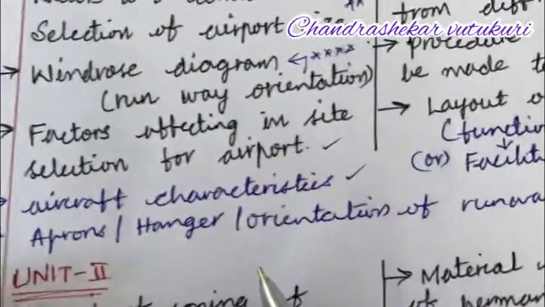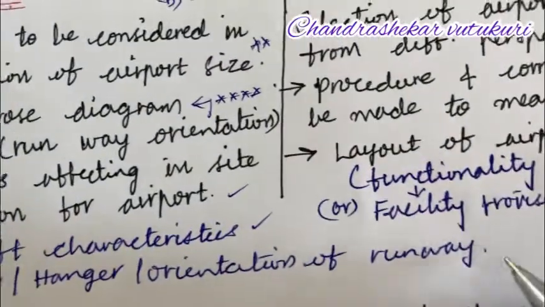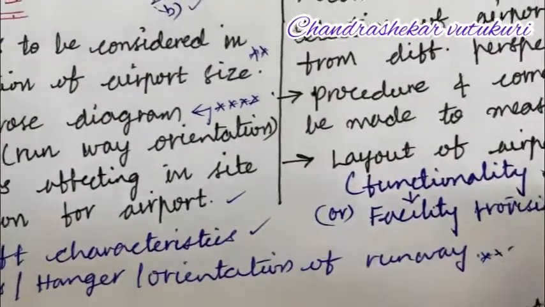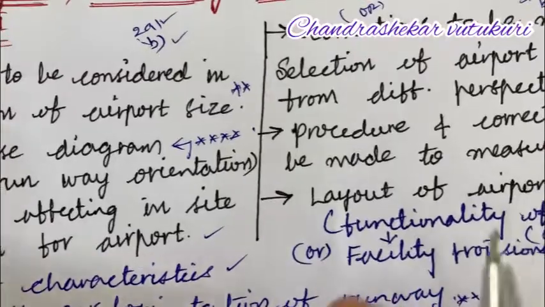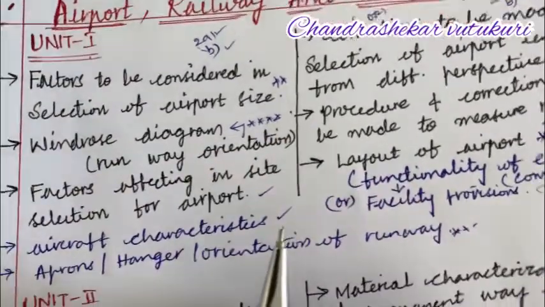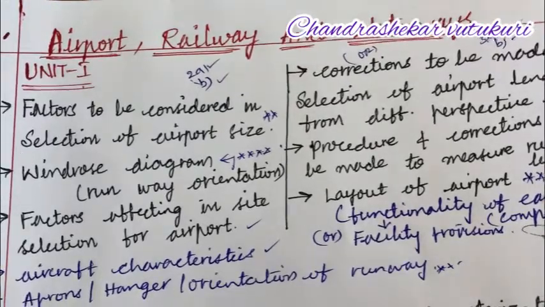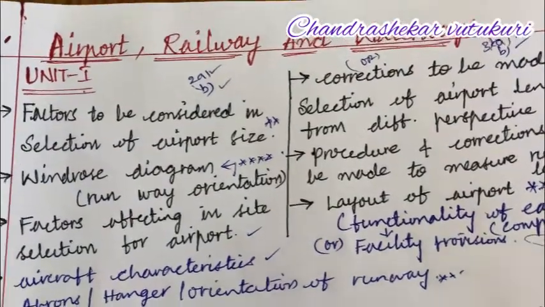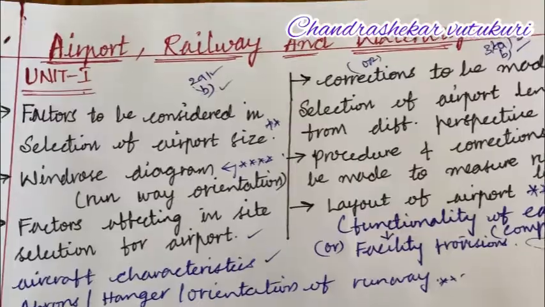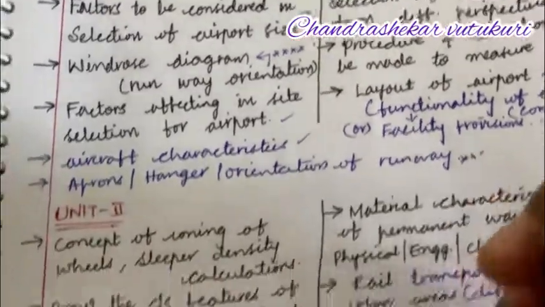And certain short questions like aprons, hangar, orientation of runway may be the short question. I have not highlighted any short questions here. You are supposed to be thorough with all the long questions so that you will be able to work out even the short questions. Dear students, I have uploaded a video on how to score better marks in the short questions and how many pages to be written. That is there in my channel. Please go through and watch it.